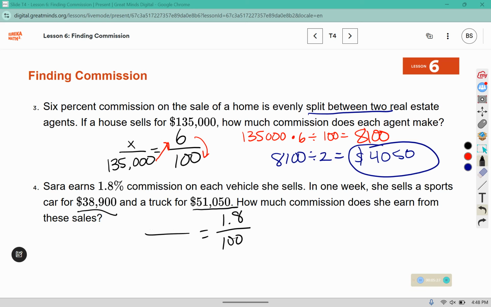Well, her total sales for that week would be the combined total of those vehicles. So 38,900 plus 51,050 is 89,950.